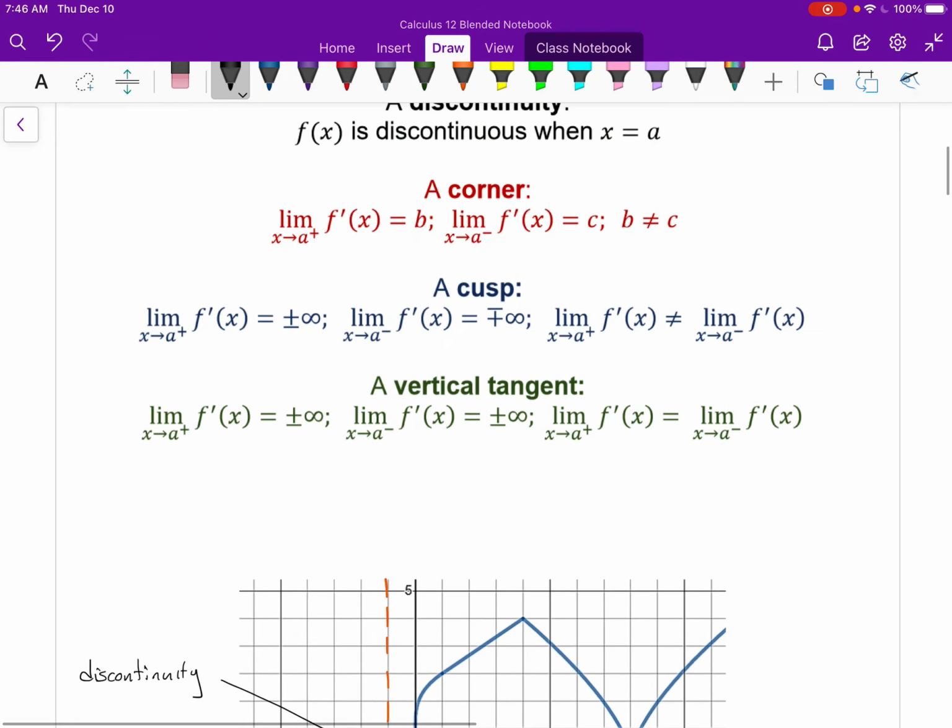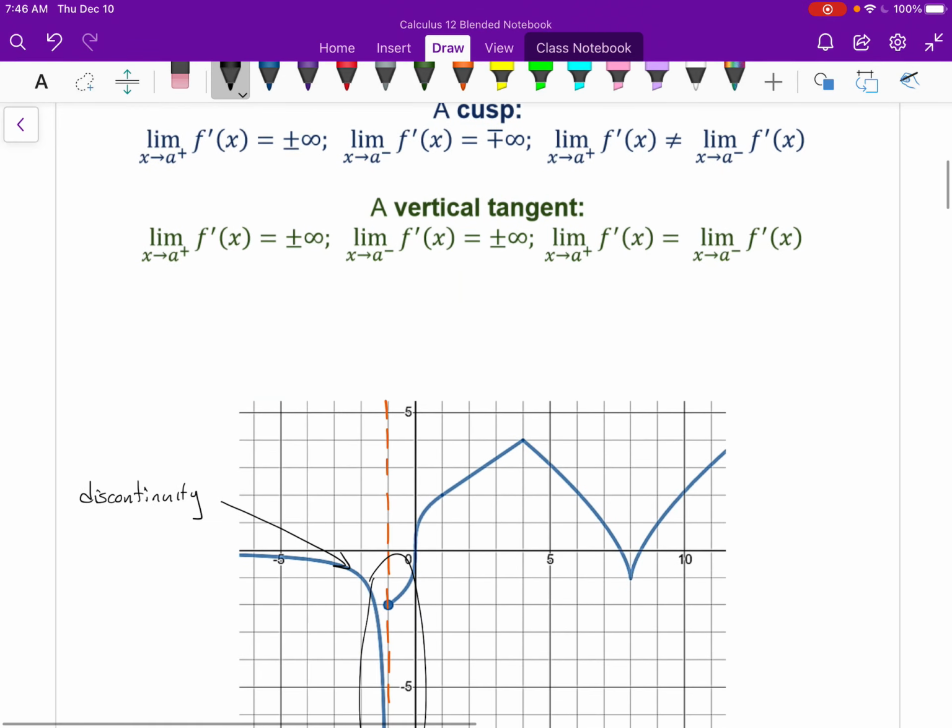Okay, so a corner is what we see right here. That's a corner. Notice from the left, it looks like a line segment, and the derivative is roughly 2/3. From the right, it's some sort of curve, but it's a different slope. So there's a slope from the left, there's a slope from the right, but they're not the same value. And every time we see that, there's a corner.